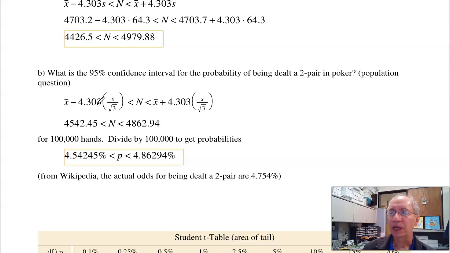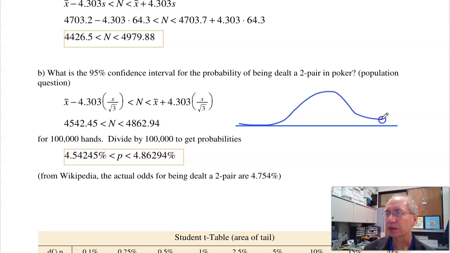If I go left and right, 4.3 standard deviations, which again is 5% tails, or each tail is 2.5%, that gives me 4542 and 4862. So as the number of hands I deal goes to infinity, the percentage of them that are 2-pair is going to be somewhere in this range. Divide by 100,000 and I get 4.54%, 4.86%.